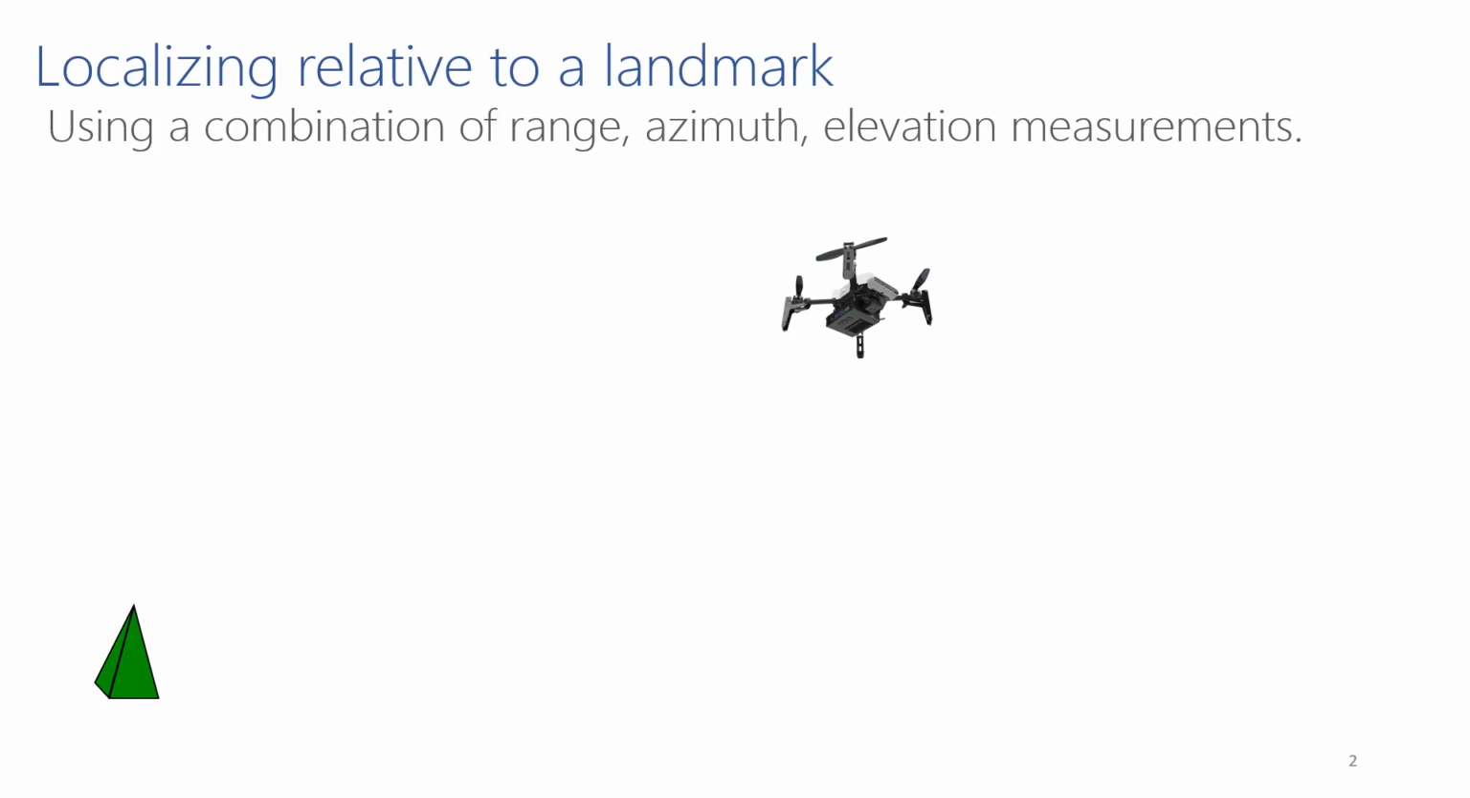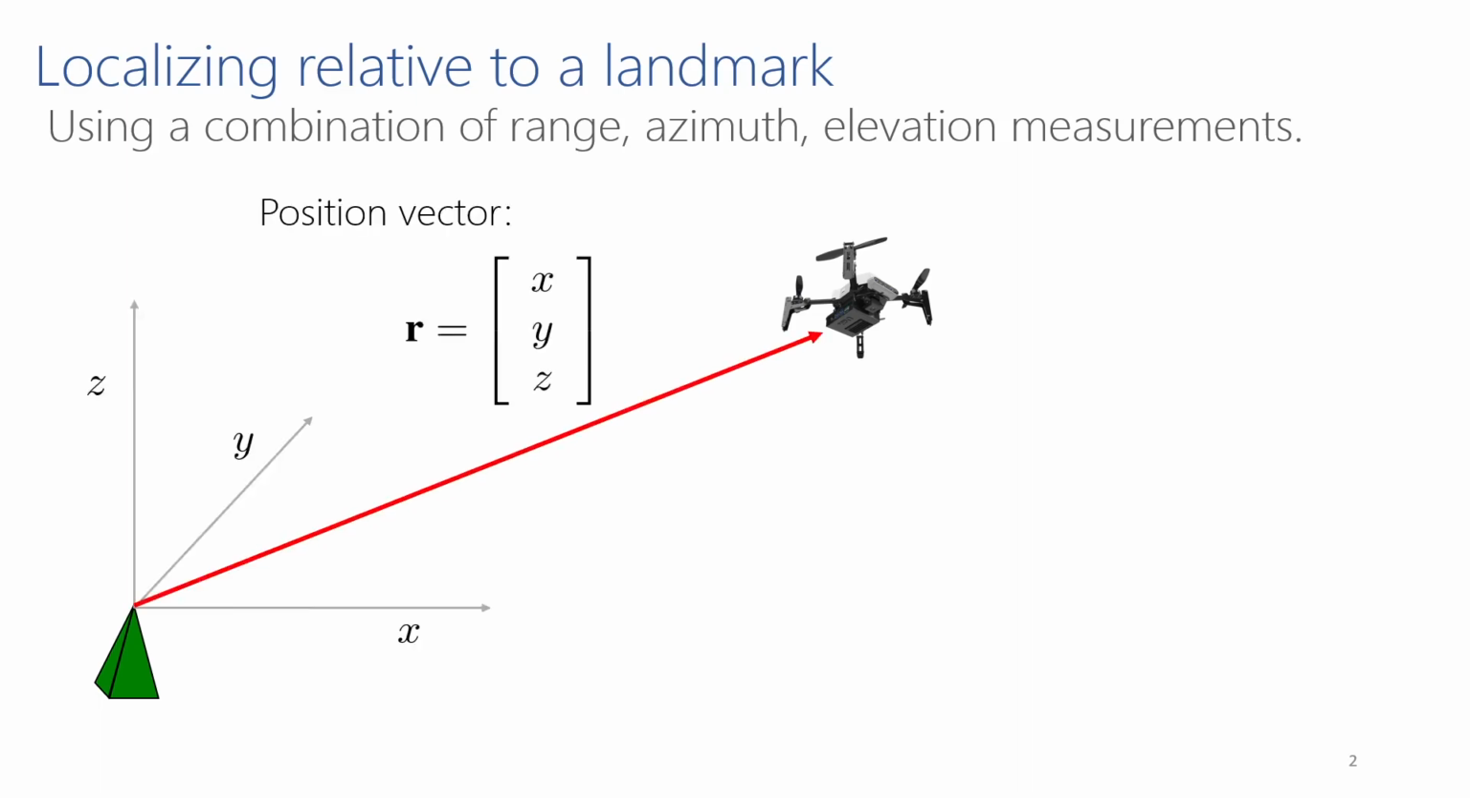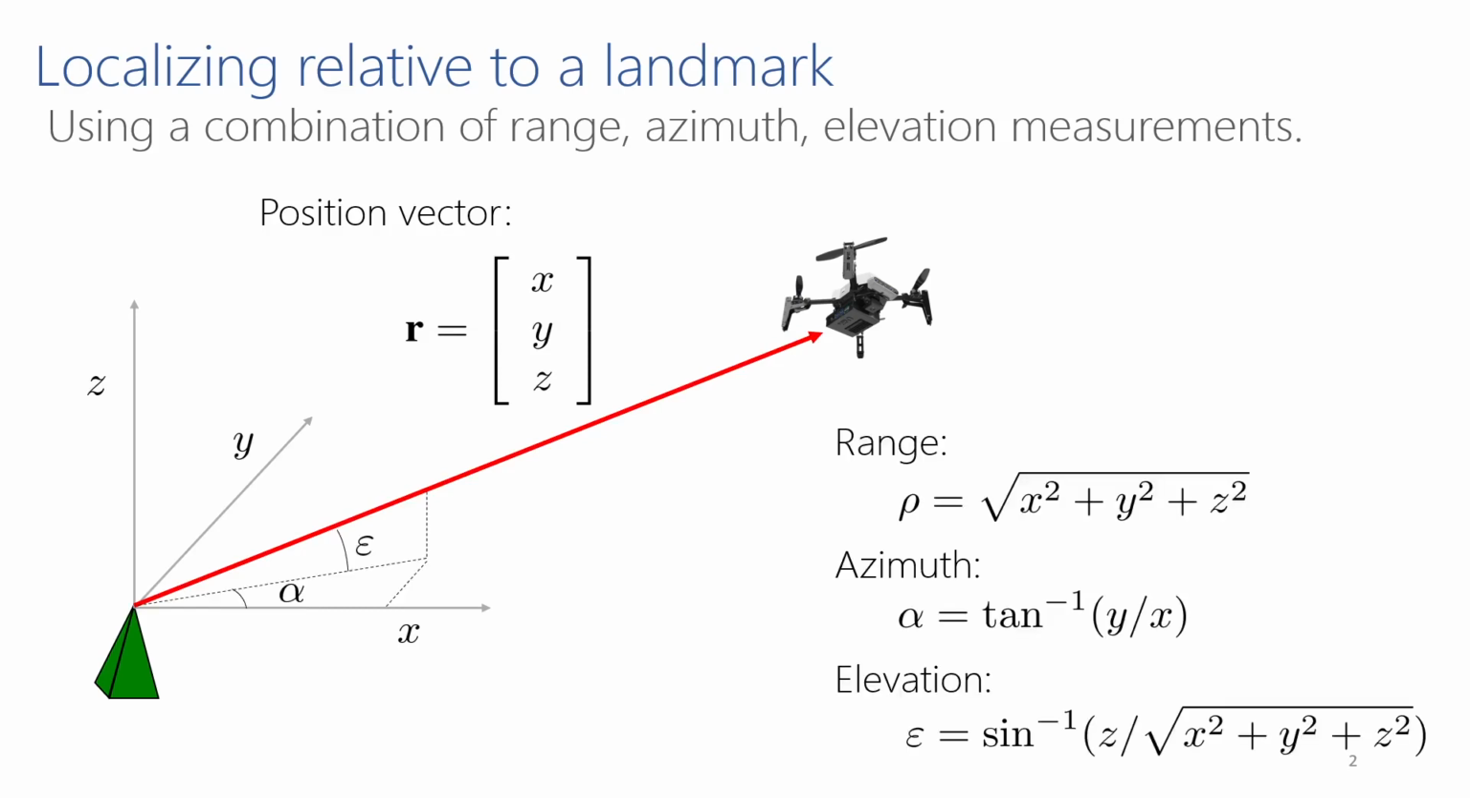To describe the problem we are studying, consider the goal of localizing some robot, such as a quadcopter, relative to an arbitrary landmark shown as the green pyramid. The goal is to estimate the 3D position vector of the quadcopter relative to a landmark using a combination of range, azimuth, or elevation measurements.